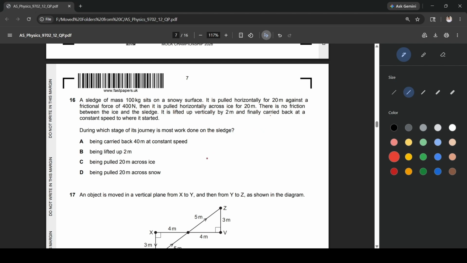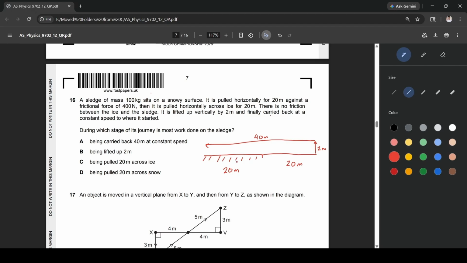Okay, so there are 3 parts of this journey. The first part is moving on snow, which is 20 meters long. The next part is moving on ice, which is also 20 meters. And the third part of the journey is the sledge moved vertically up by 2 meters and carried back, so the distance here is 40 meters. Option A says being carried back 40 meters at constant speed, B is being lifted up 2 meters, C is being pulled 20 meters across ice, and D is being pulled 20 meters across snow.